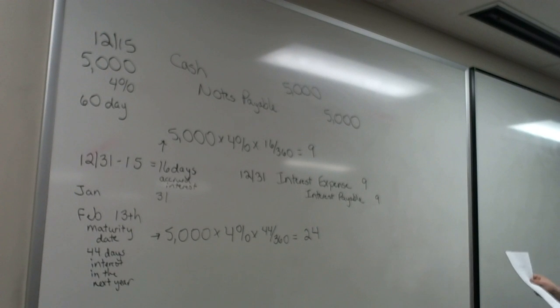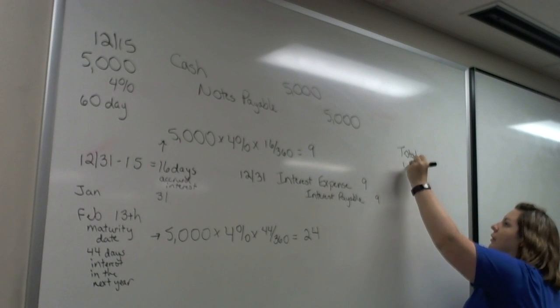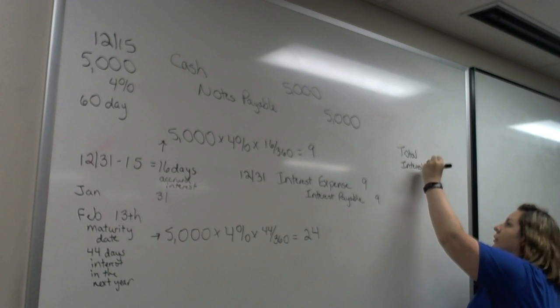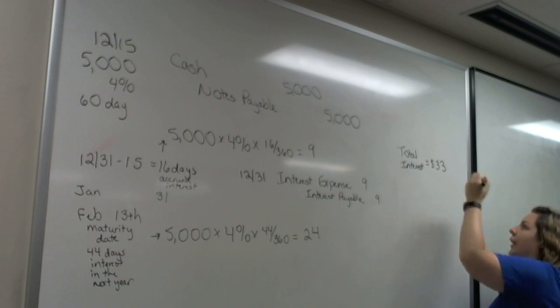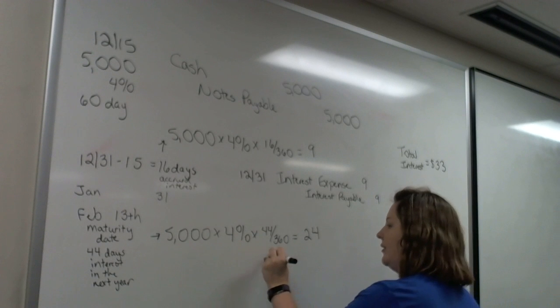So what we need to journalize now is paying this note in full. Okay, so we're paying the full cash. Well, in this case, we owe 5,000 plus 9 plus 24, right? We have total interest of $33. So when we pay this at maturity, we're going to pay them $5,000 plus the 33 in interest, and we're paying off the note, right? And we need to do the entry for the interest. Okay. So this would be on February 13th.